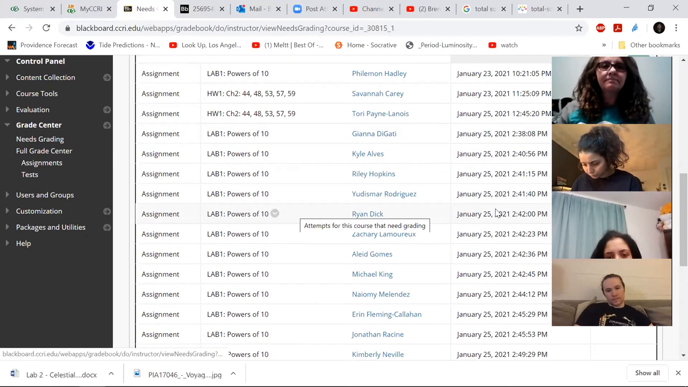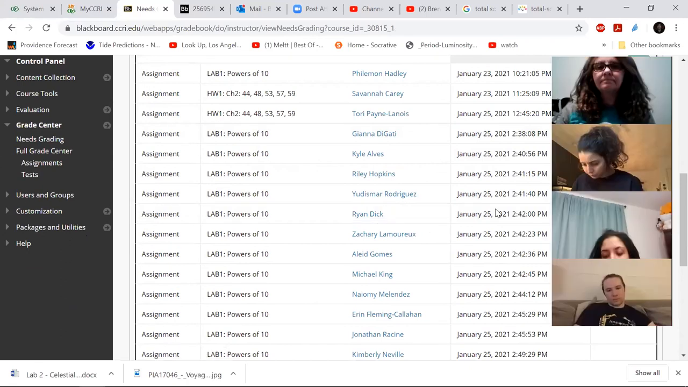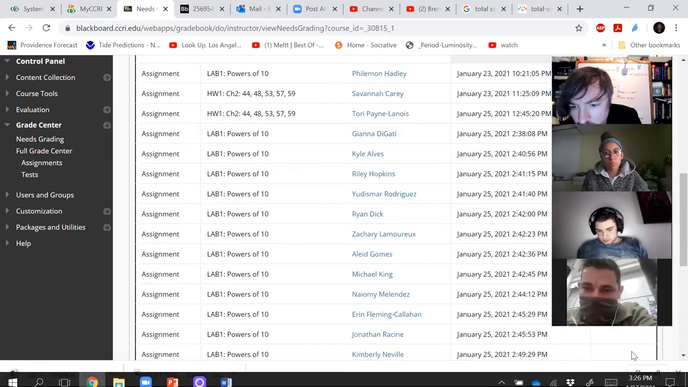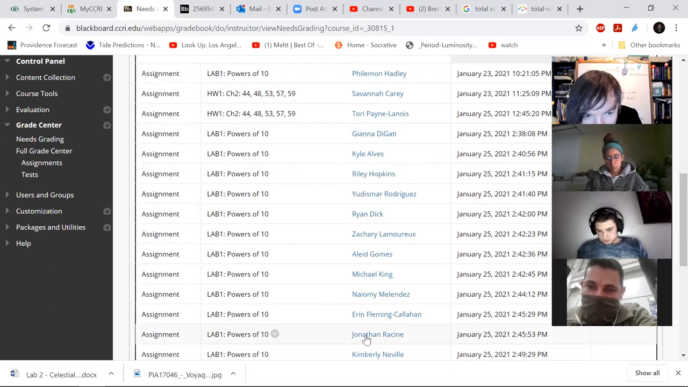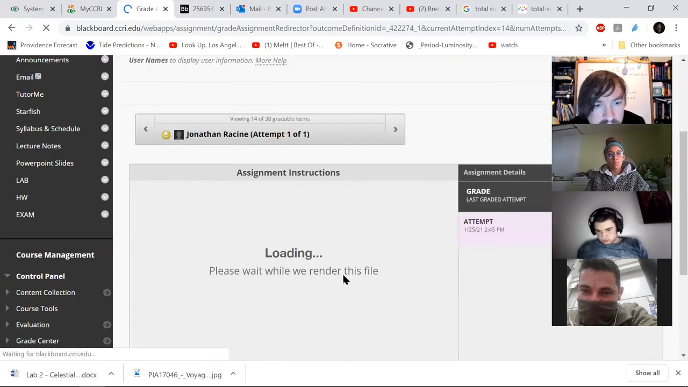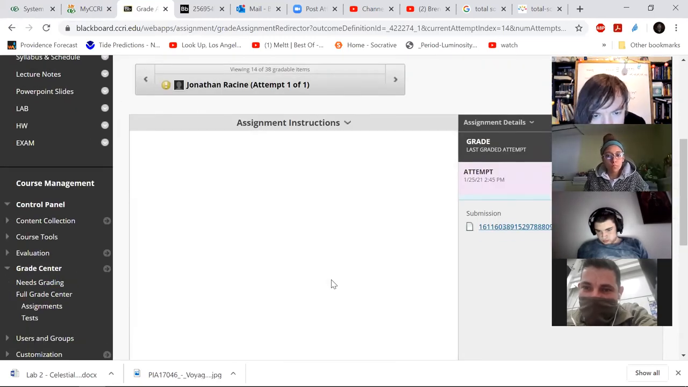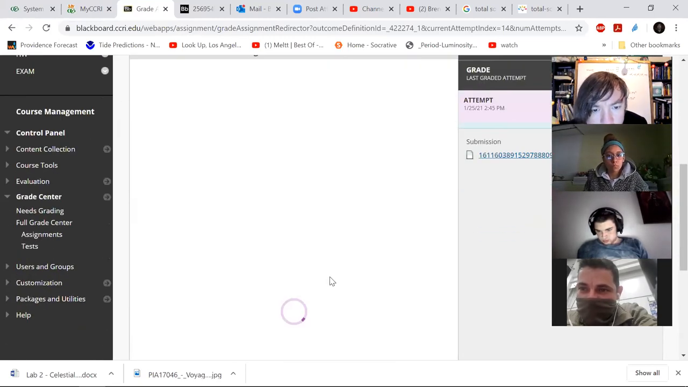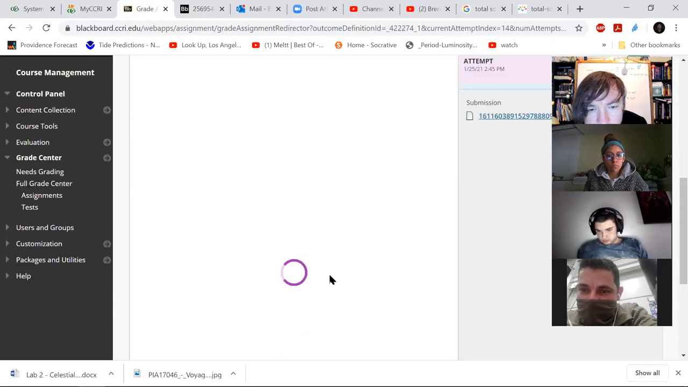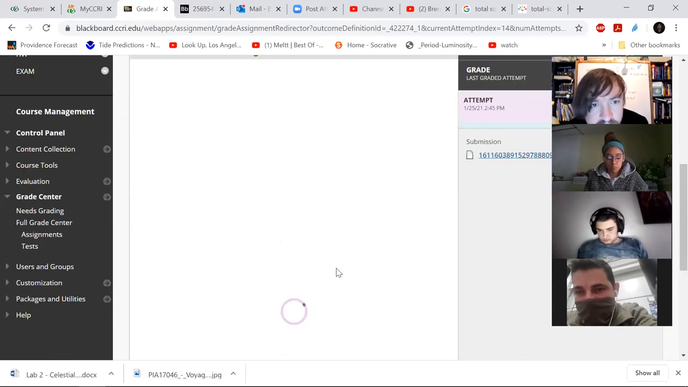Right there, near the bottom. I think the picture's all messed up of the work. You can tell me what I did wrong or not. Sure, let's click on you and see what we got here. I think it was a horrible picture that got submitted. Let's just see what you got here.